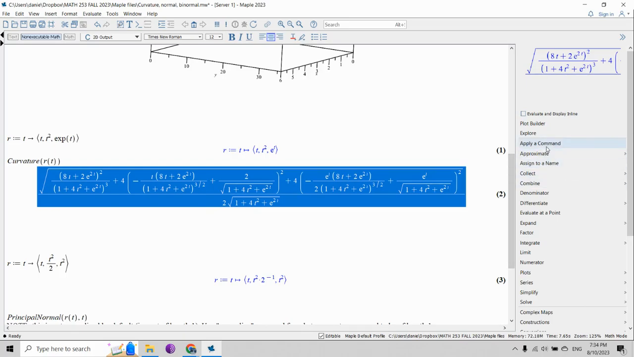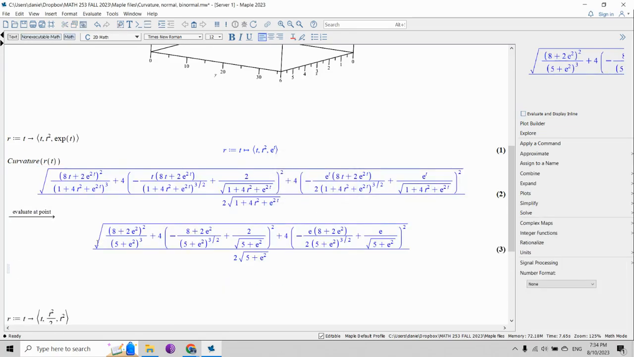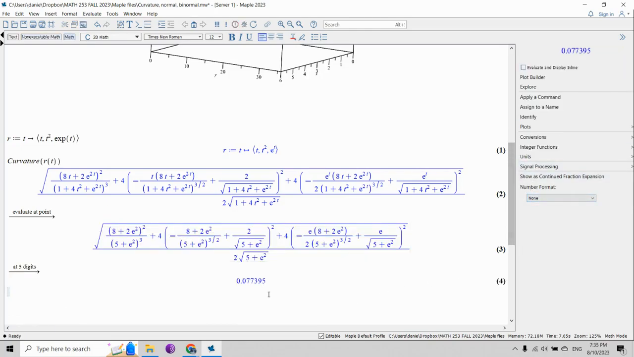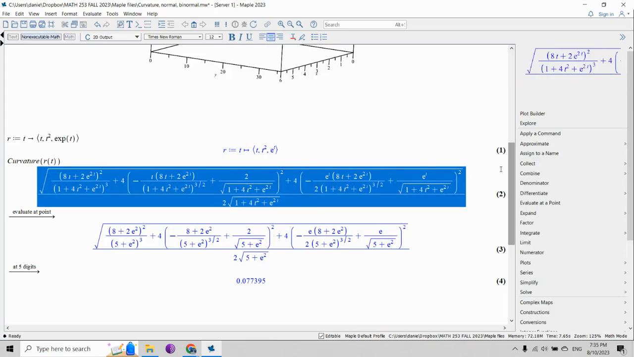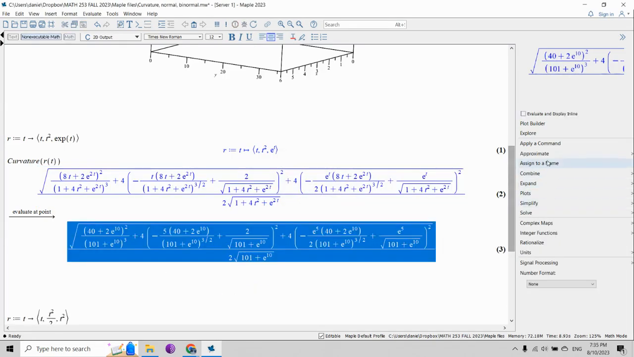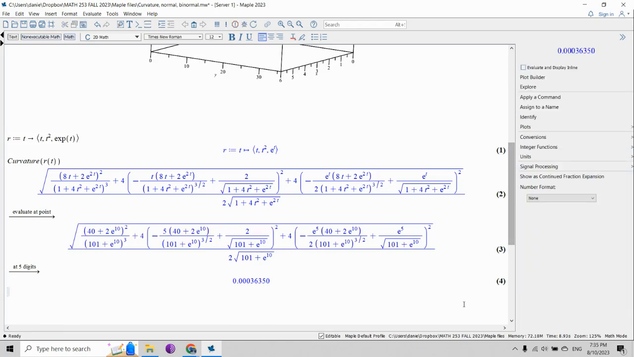So let's say I want to evaluate it at 1. We did this on paper. We need to approximate, so it's approximately 0.08. At 5, let's evaluate the same thing at 5, and much smaller value, approximately 0.0004.